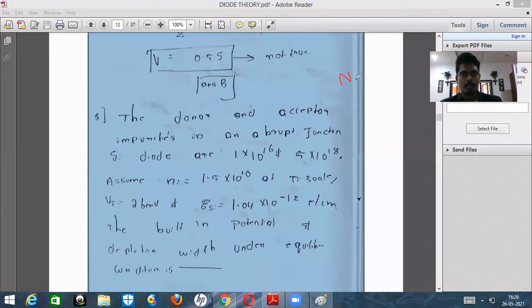So simply, donor ND is equal to 10 power 16 and acceptor concentration Na is equal to 5 into 10 power 18. Okay, this is given. Assuming that Ni is 1.5 into 10 power 10 at room temperature and Vt is 26 millivolts, we know, and epsilon is given. So find the built-in potential and the depletion width under equilibrium condition. What is built-in potential? V naught is equal to, we know, 1 by 2 into E into W, but we don't know E here, right?